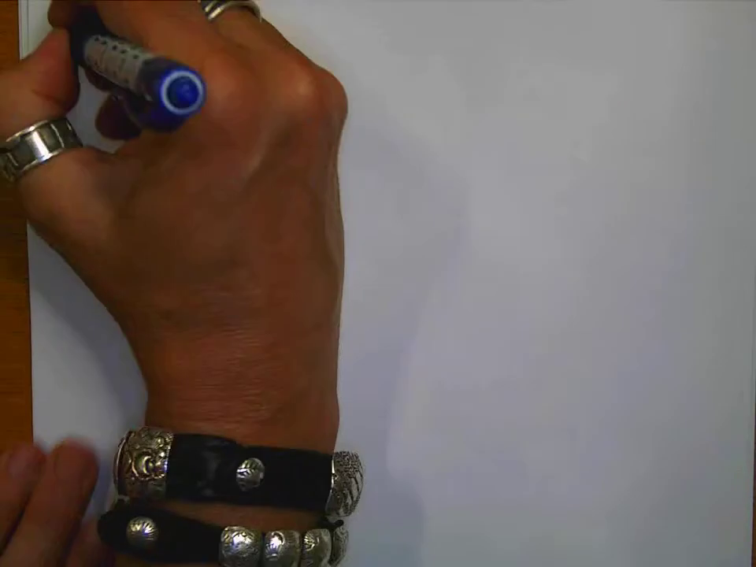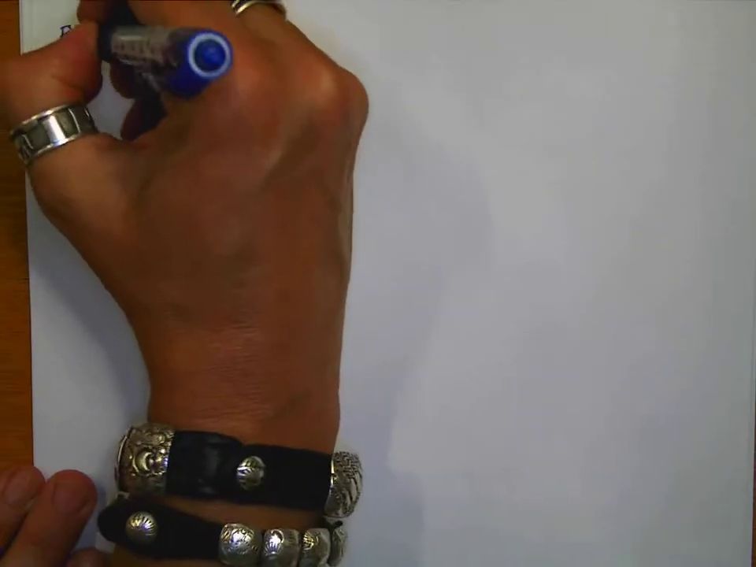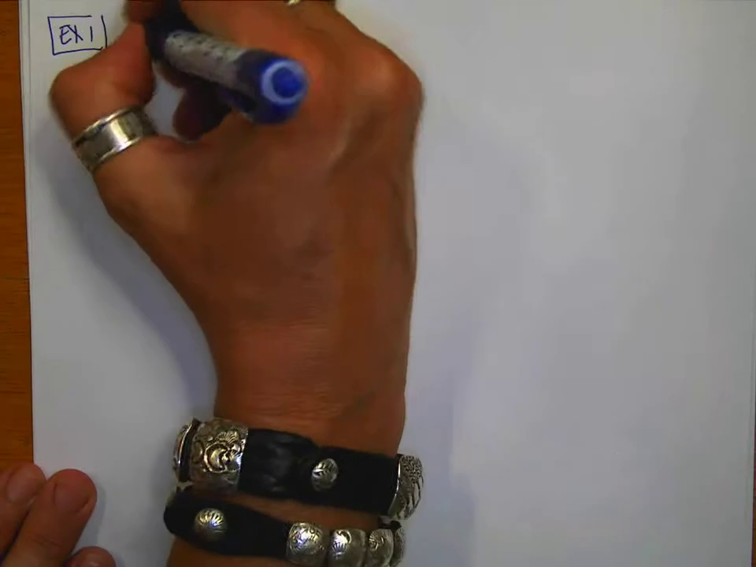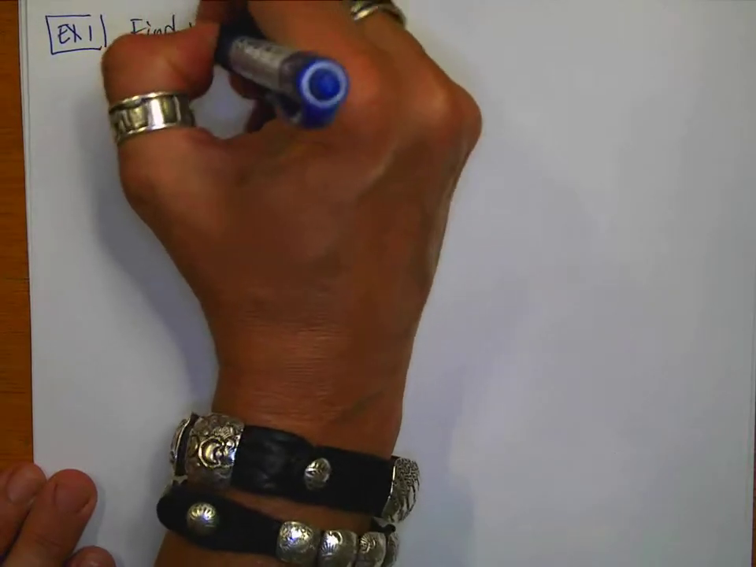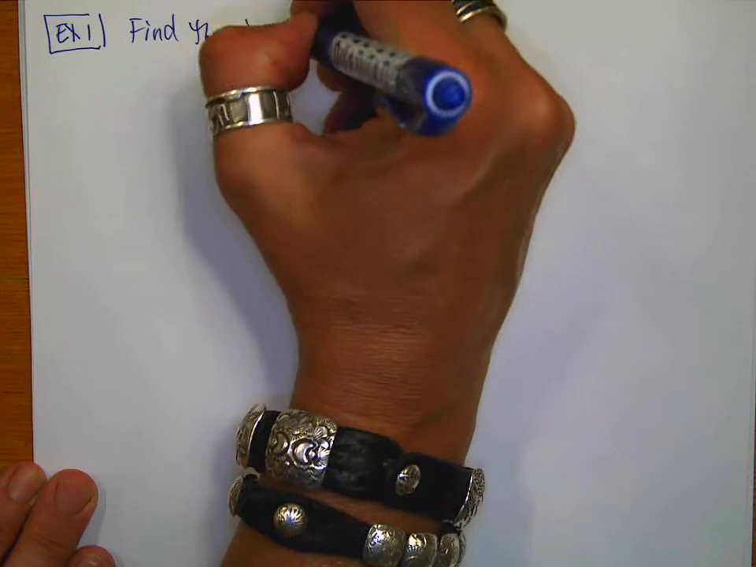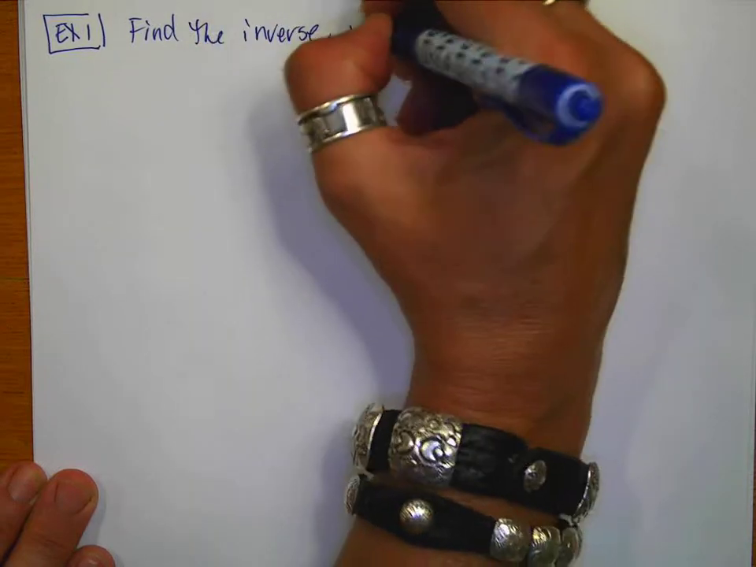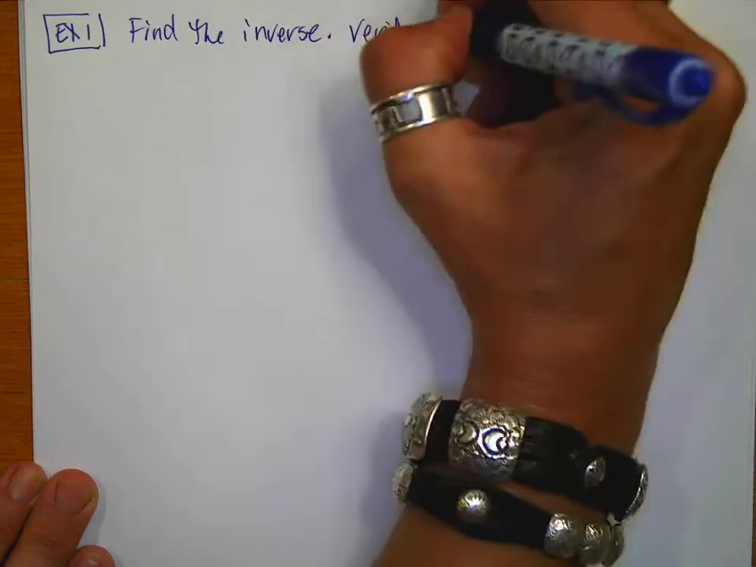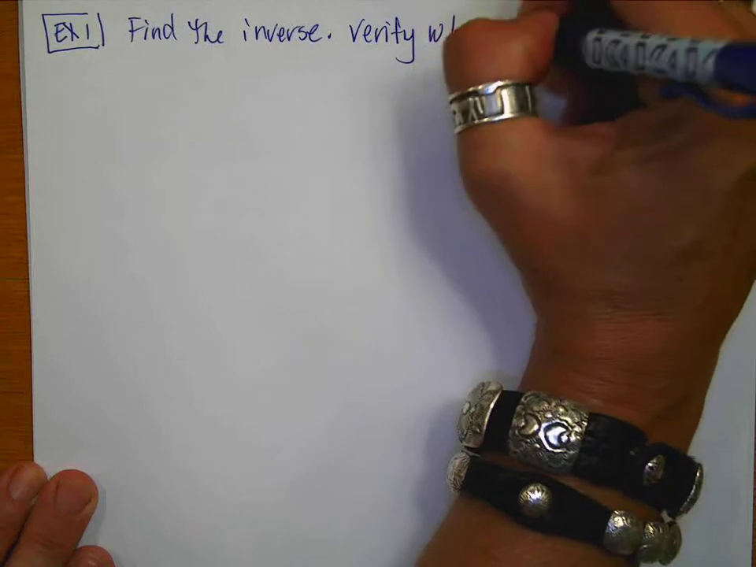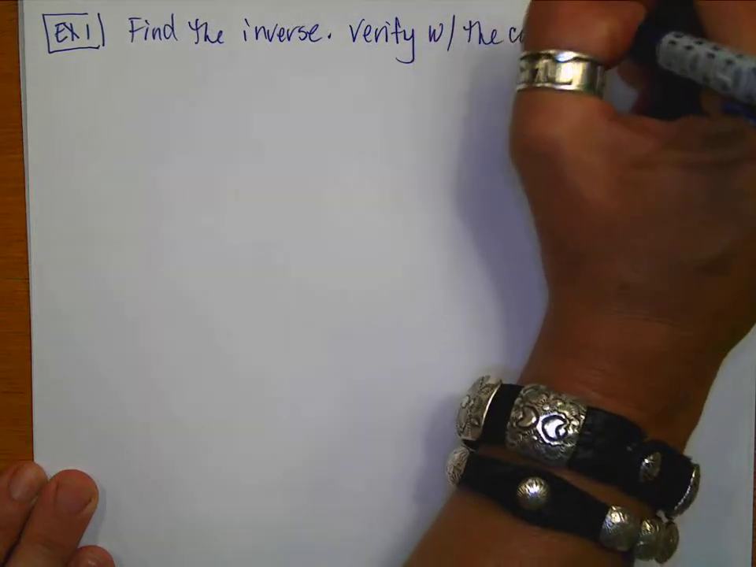All right, now let's do an example. For our first example, we'll start with a nice, polite little equation. So this is example 1. I want to find the inverse, and then I want to verify with the composition.